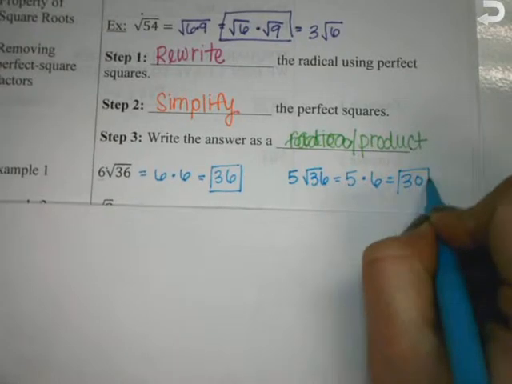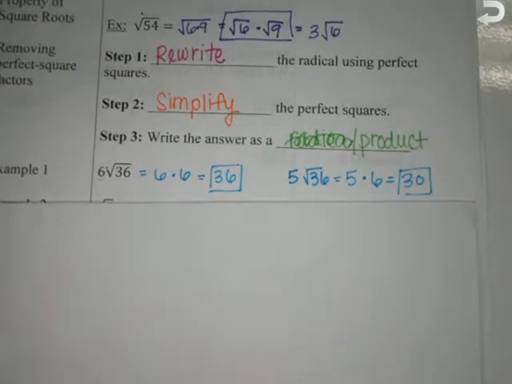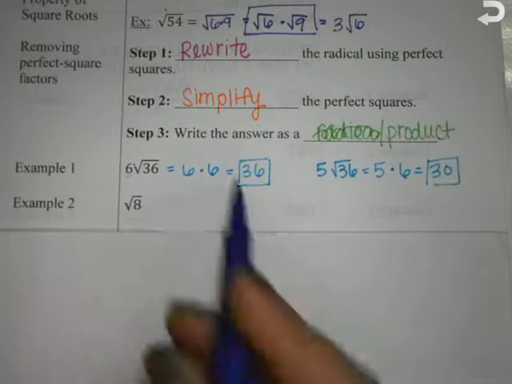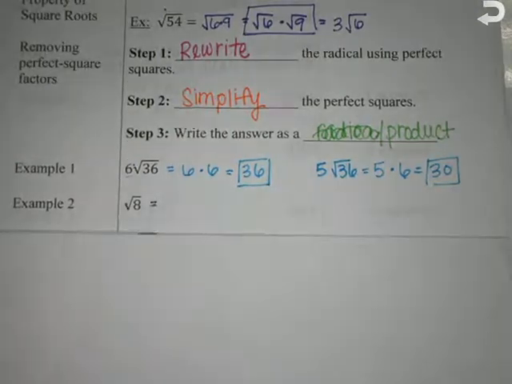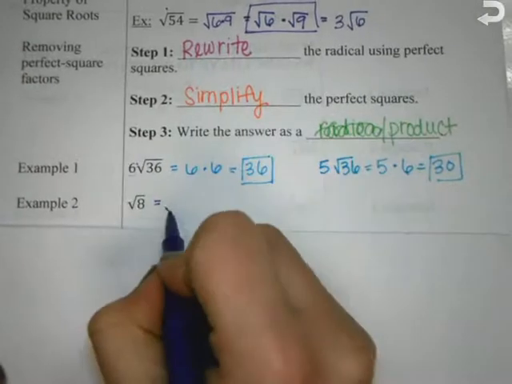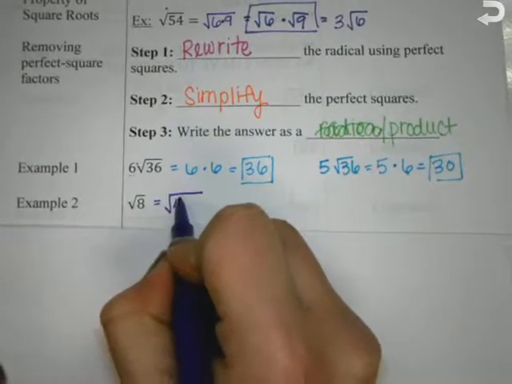Okay. Example number 2. Square root of 8. Can I take the square root of 8? No. Can I rewrite 8 using a perfect square? Yes. What would it be? 4. 4 times 2. So let's first rewrite this as the square root of 4 times 2 inside the square root.